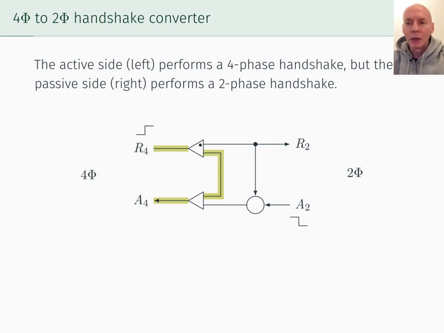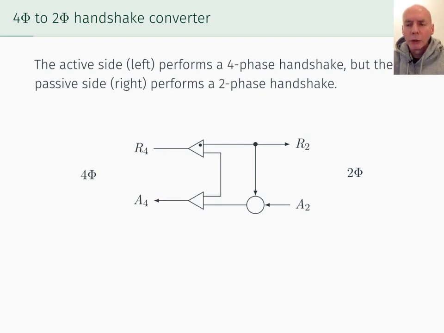So it continues by lowering the R4 line. This signal reaches the toggle, which responds by lowering its other output. That lowered output line reaches the merge, which makes it lower its output. And then everything is back to normal. Everybody's happy.